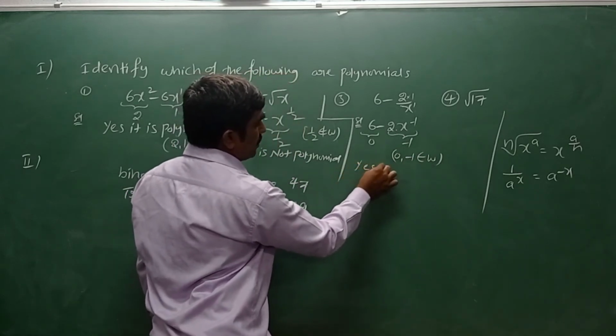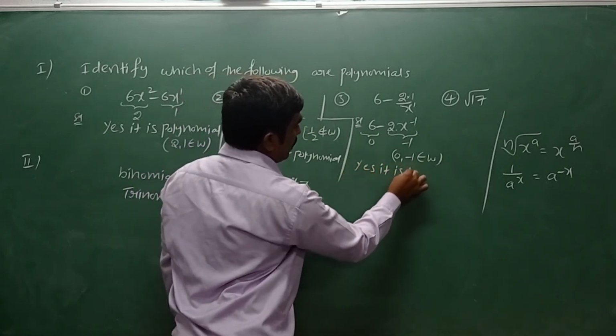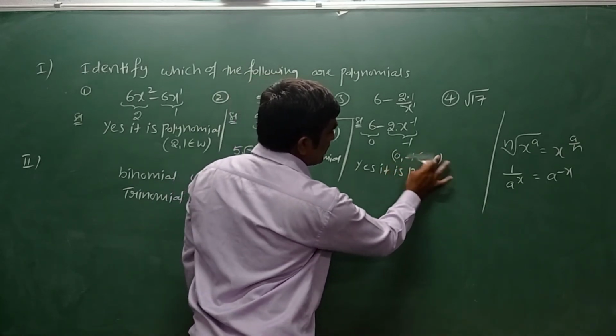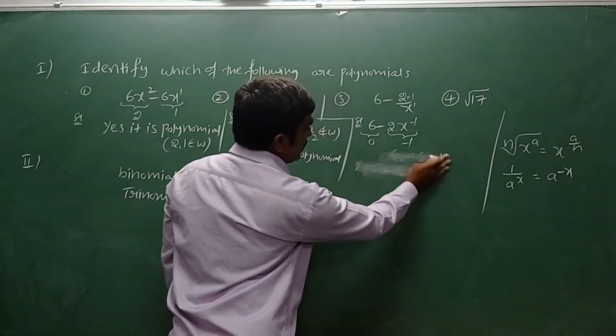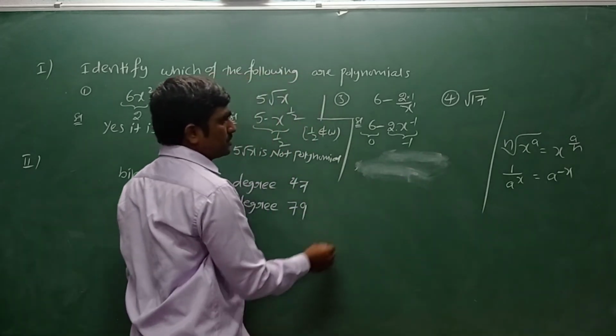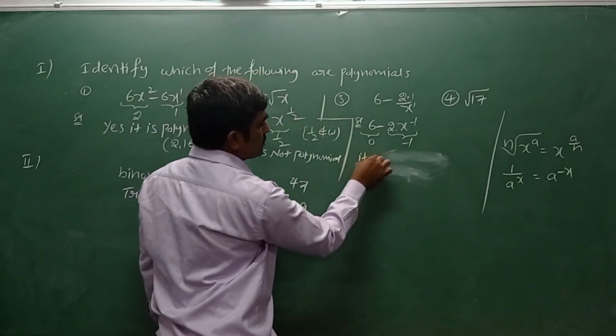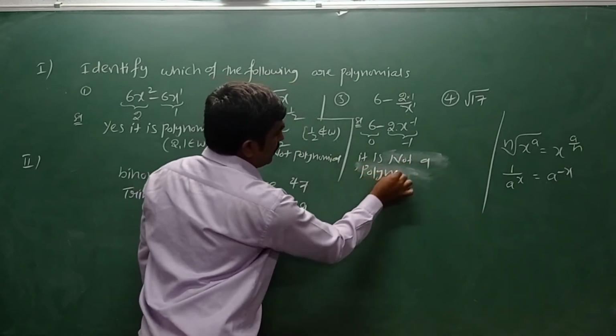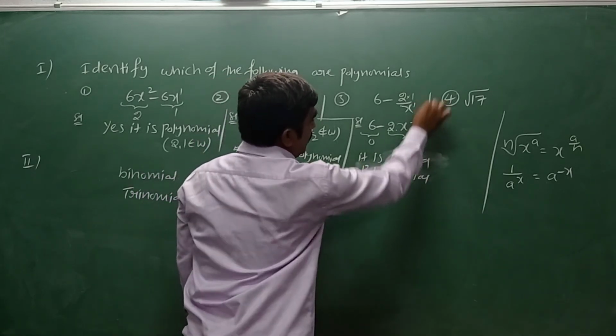Yes, what can we say now? It is a polynomial. Sorry, minus 1 does not belong to whole numbers. What can we write now? It is not a polynomial.